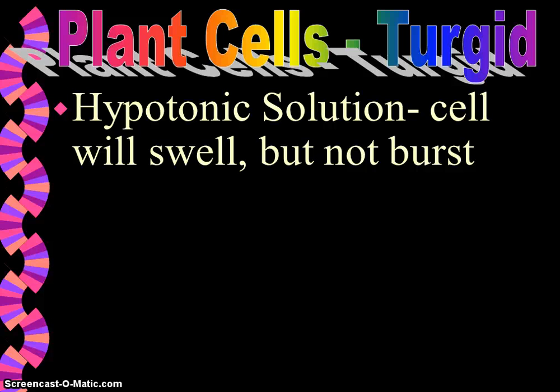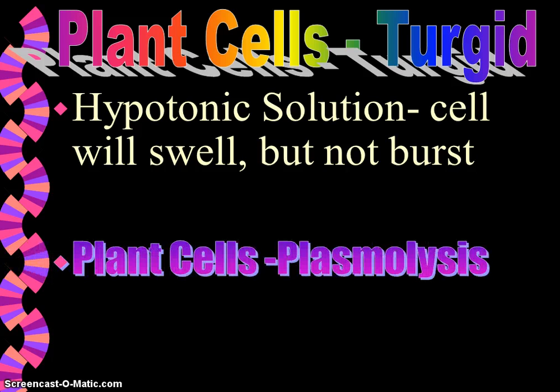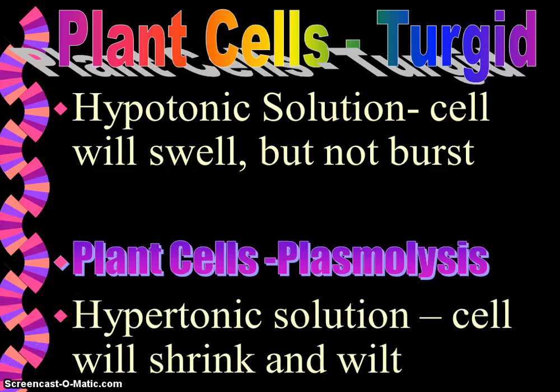For a plant cell, they become turgid when you place them in a hypotonic solution, so one with more water. The water enters and enters and enters. It will swell but does not burst the plant cell because of the cell wall. A plant cell in the reverse solution, which is hypertonic, will go through plasmolysis, which is where the cell will shrink internally and it will wilt, but the size of the cell will remain the same because of that cell wall.